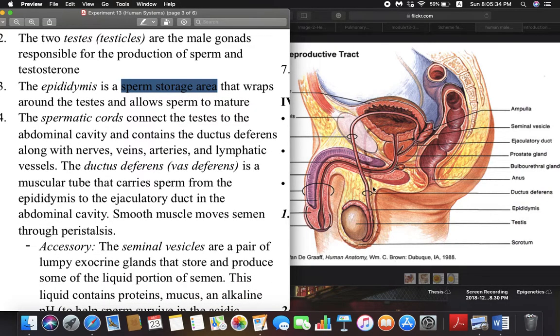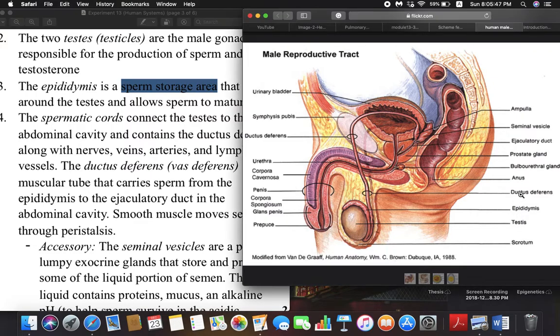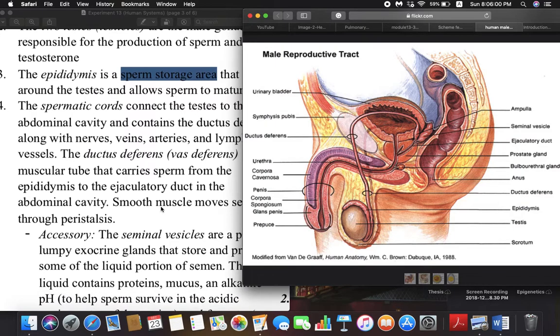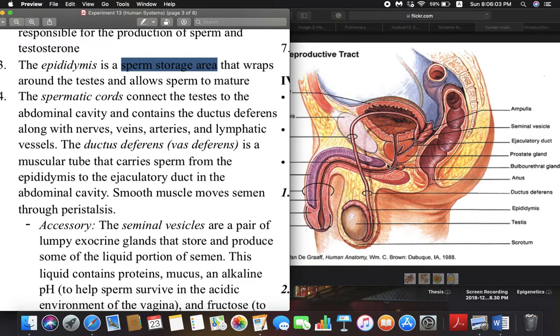After the epididymis, we have the spermatic cords, which connect the testes to the abdominal cavity and contain the ductus deferens, along with nerves, veins, arteries, and lymphatic vessels. The ductus deferens, this part here, is also known as the vas deferens. It is a muscular tube that carries sperm from the epididymis to the ejaculatory duct here. This is the ejaculatory duct, and it is located in the abdominal cavity. The semen is moved through the ductus deferens via peristalsis using the smooth muscle.